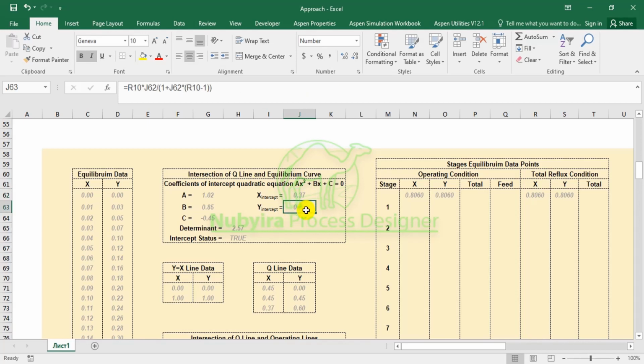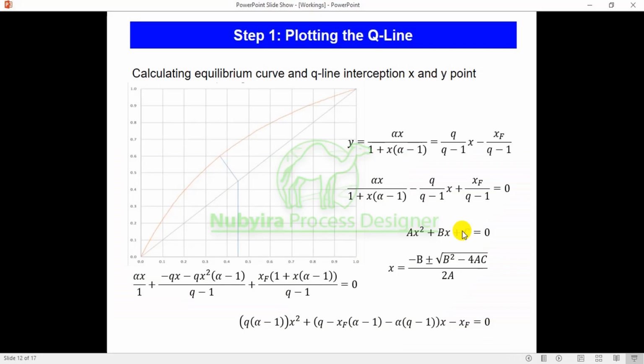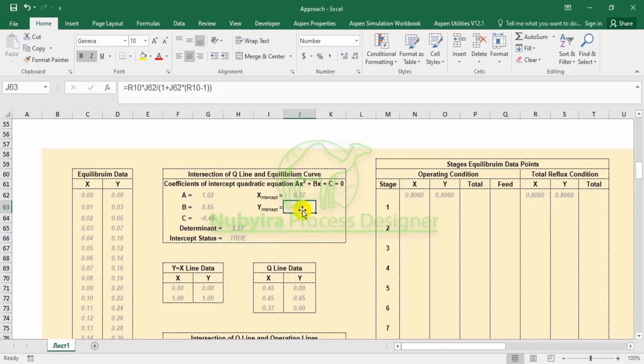The y value is gotten by just plugging in the value of x. Since we already know the x value, we can plug it into either of the two equations, then you get your y. Your y should be the same point too, because it's on the same planar surface of the graph. So that's your intercept. From here we can get the point that we need to plot the q line.